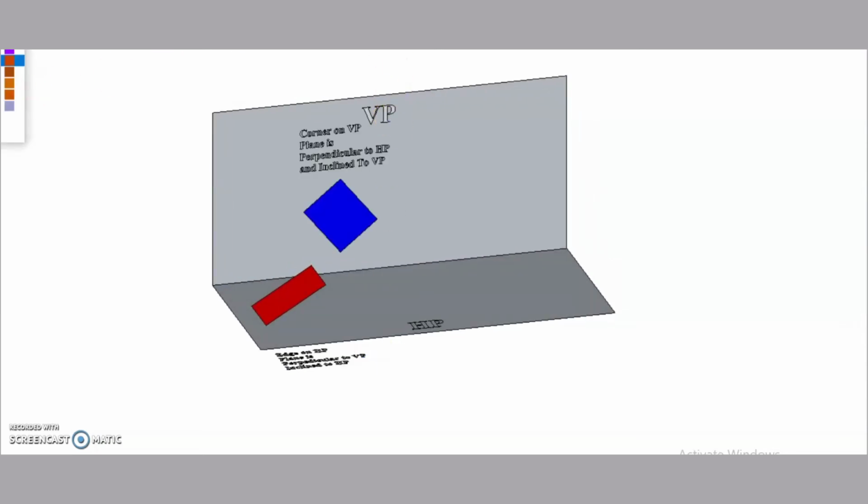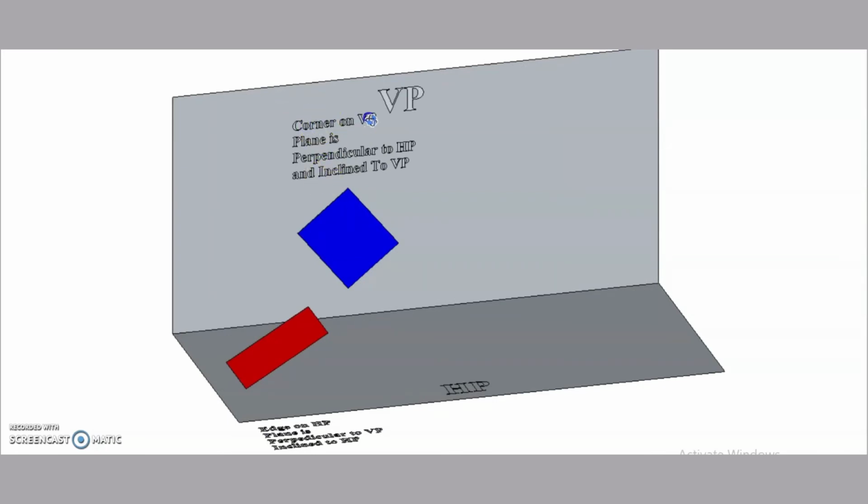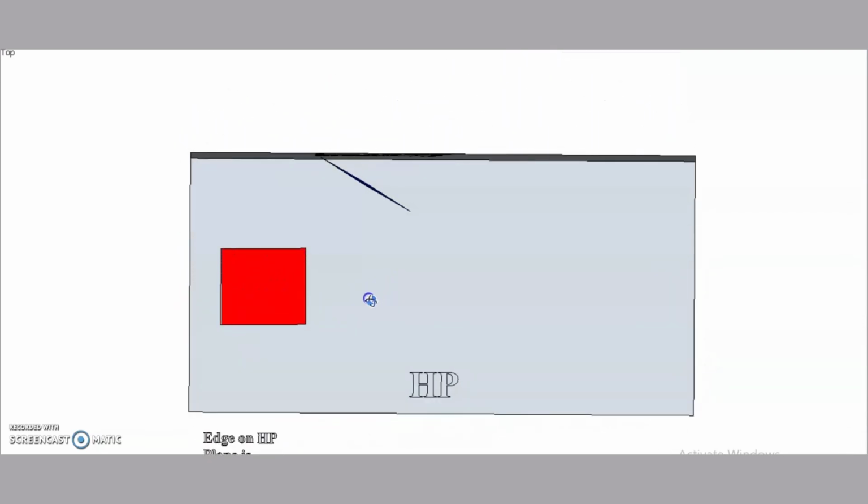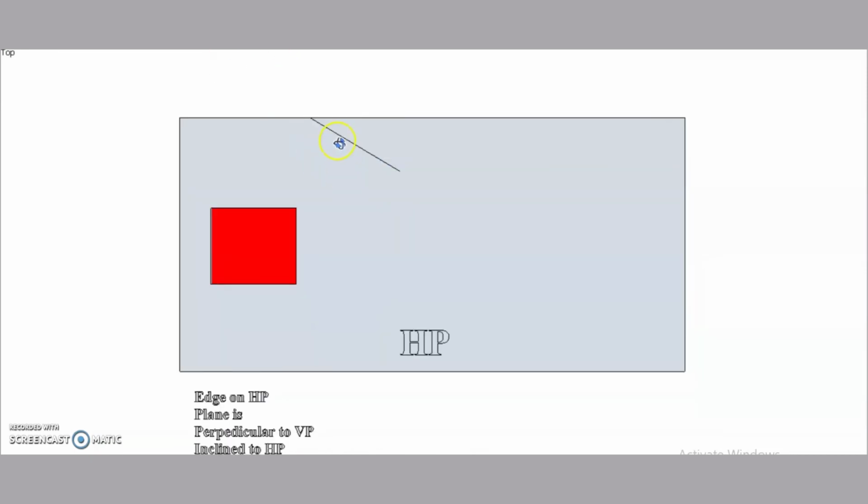Next, such a square plane is given, of which the corner is resting on the vertical plane. This plane is perpendicular to HP. If you observe from the top side, as it gives the top view as a line view, we can say that it is inclined to VP and it is perpendicular to HP.